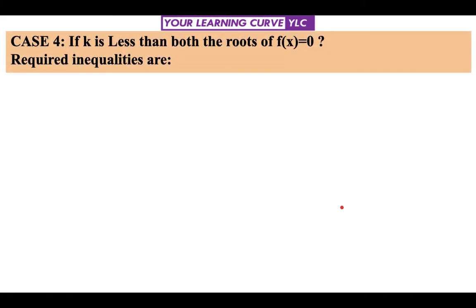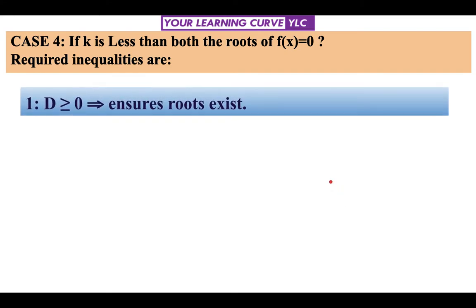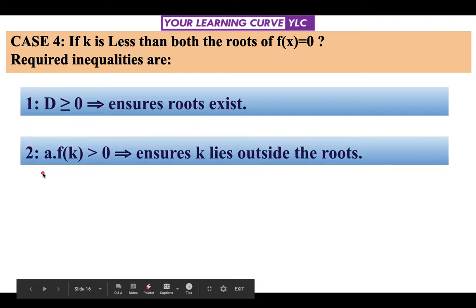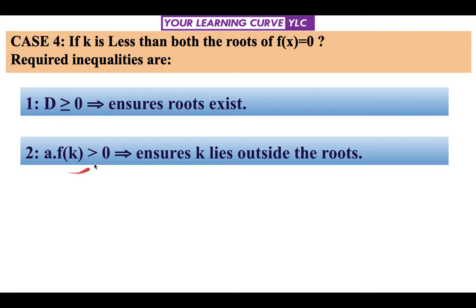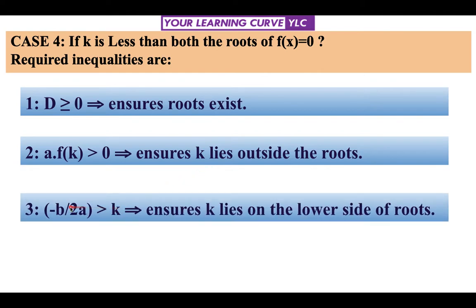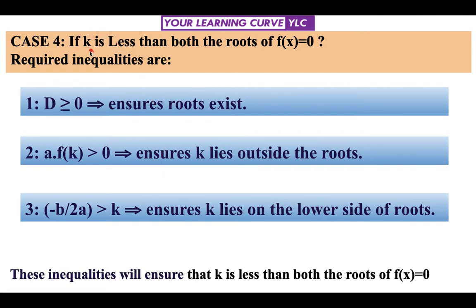So let's sum up the inequalities required for k less than both the roots of the quadratic. First is discriminant greater than or equal to 0. This ensures roots exist. The inequality required is a times f of k is positive, which ensures that k lies outside the roots. And the third inequality is minus b by 2a is greater than k, which ensures that the parabola lies towards the right of the number k, or k lies on the lower side of the roots. These three inequalities combined make sure that k is less than both the roots of the quadratic f of x is equal to 0.